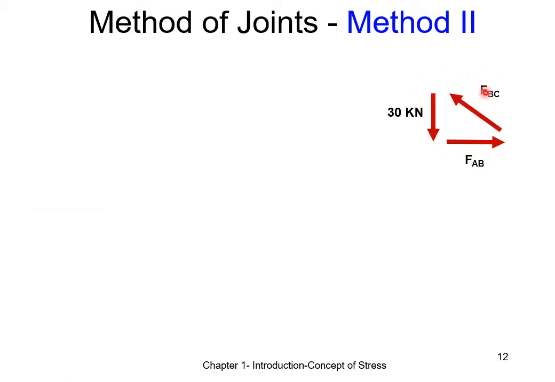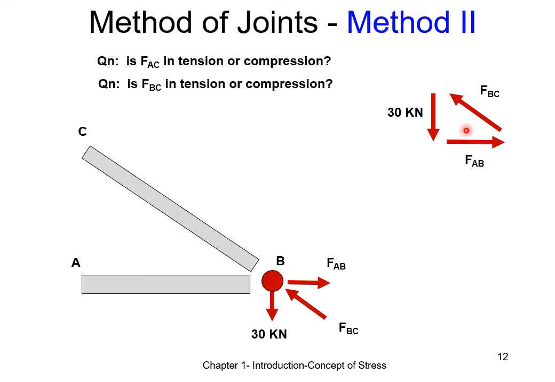This is the fourth triangle from the previous page. We translate the forces to act at the point B. So now the question is whether FAB itself is in tension or compression, and whether FBC is in tension or compression.